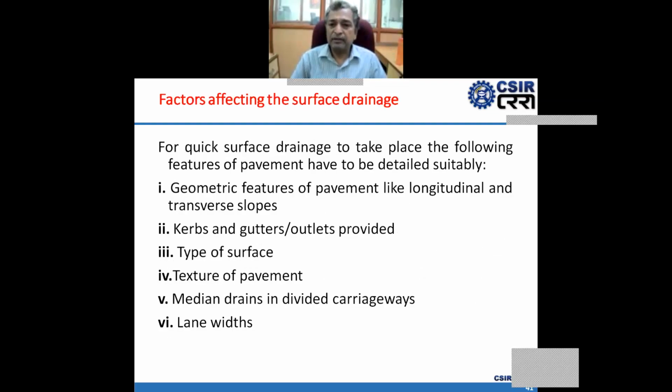What are the factors which affect the surface drainage? So surface drainage: geometric features of the pavement like longitudinal and transverse slopes, curves and gutters, outlets, type of surface, texture of pavement, rigid pavement, median drains in divided carriageways, and lane widths.